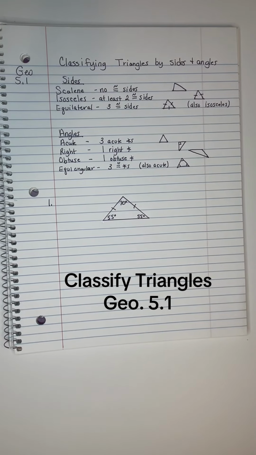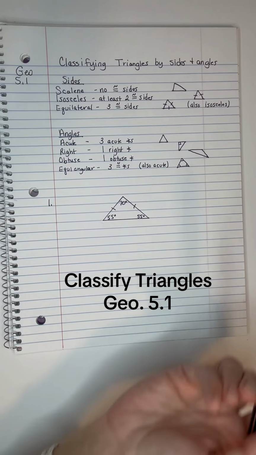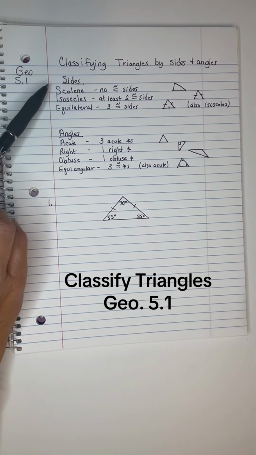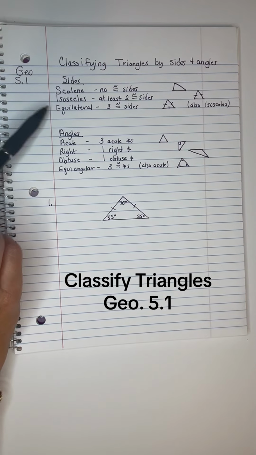We're going to classify triangles by sides and angles. It's kind of like I have a first and a last name. Triangles have a first and a last name, and it has to do with their sides and their angles. For the sides, the choices are scalene, isosceles, and equilateral.